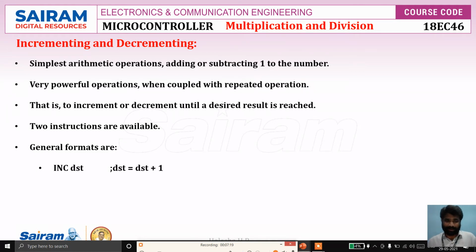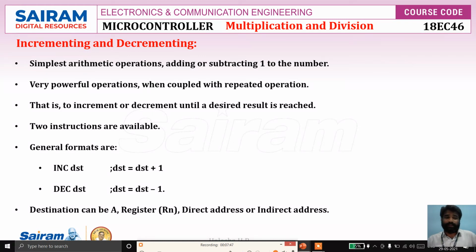The general format is INC destination. That means destination will be replaced with destination plus 1. It acts as both source and destination, and finally the result will be stored, which is why we specify it as a destination. Similarly for the decrement operation, DEC destination. So destination is equal to destination minus 1. Here the destination can be the accumulator, register Rn, or a direct or indirect address.